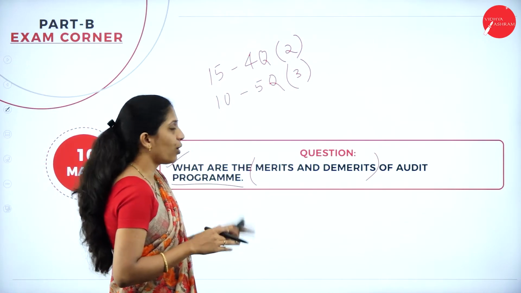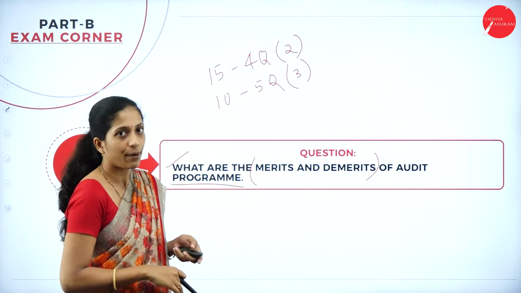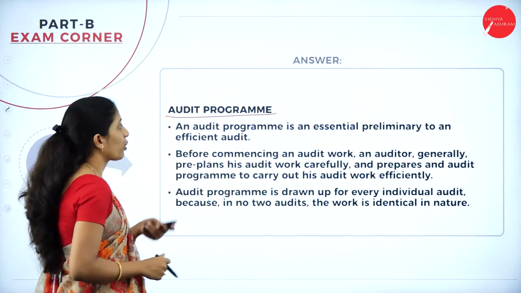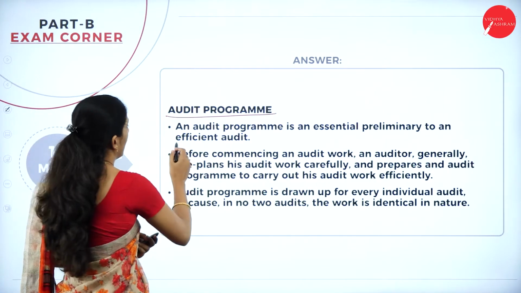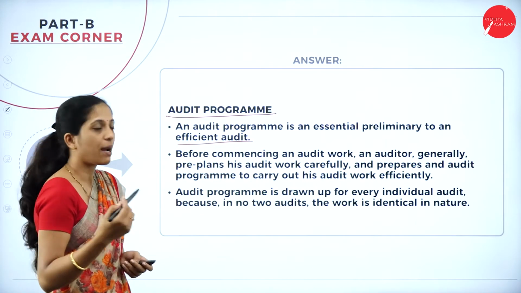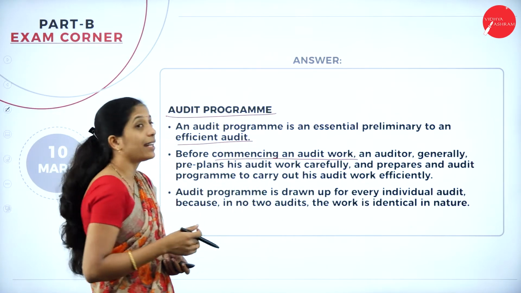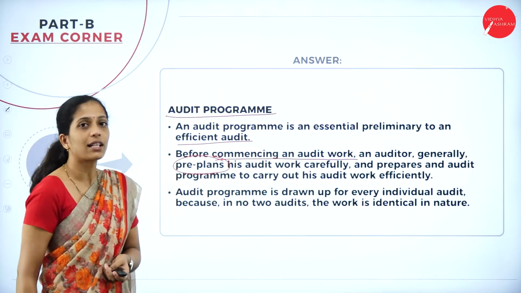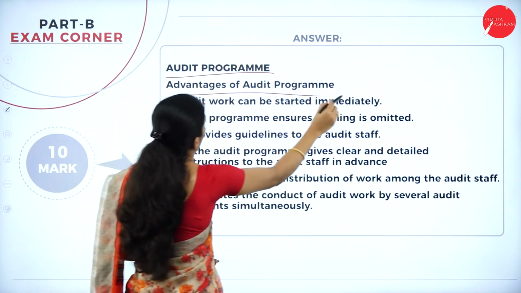So in order to know what are the merits and demerits, first we have to know the meaning of audit program. Then write the meaning of audit program. An audit program is essentially preliminary to an efficient audit. That is, before commencement of an audit work, an auditor generally pre-plans. That pre-planning is known as audit program. Next, we'll write the advantages of audit program.